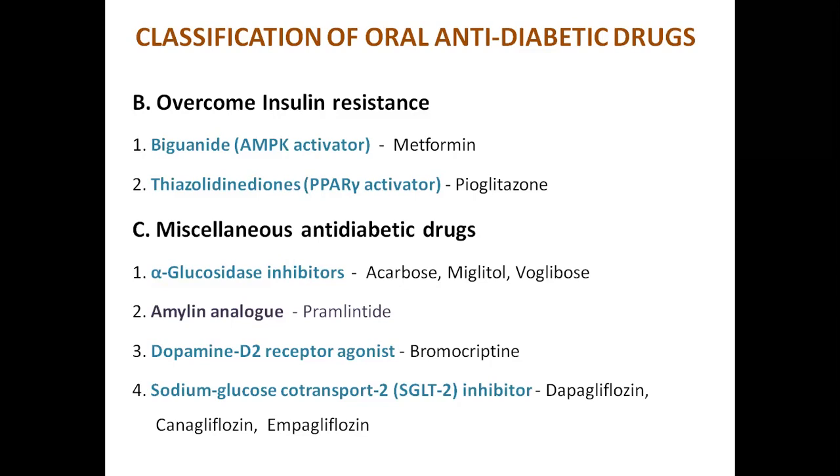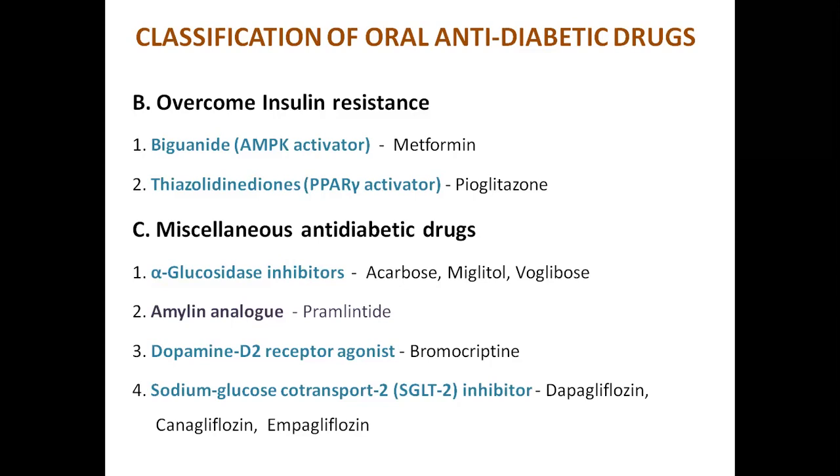Miscellaneous anti-diabetic drugs, we have alpha glucosidase inhibitors, which include acarbose, miglitol, voglibose. In the amylin analog group, we have pramlintide. This drug, pramlintide, can also be used in the treatment of type 1 diabetes. The route of administration is also subcutaneous injection. And the dopamine D2 receptor agonist, that is bromocriptine. The efficacy is not that good with this drug.